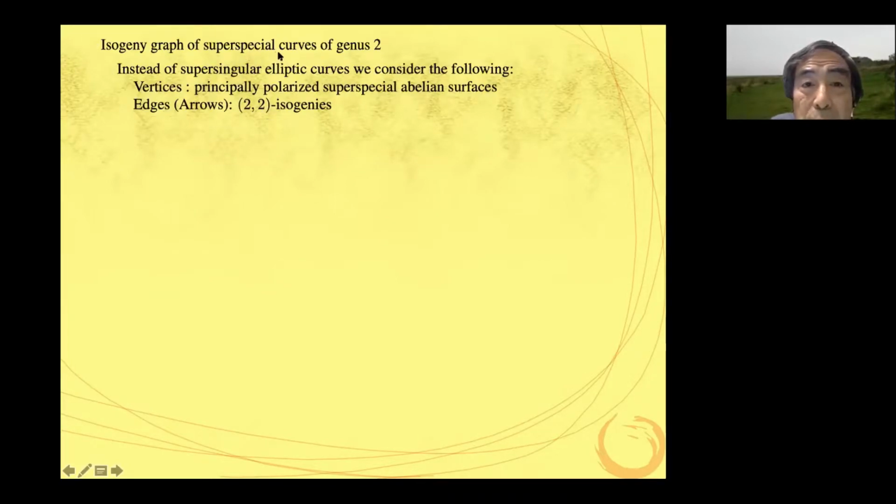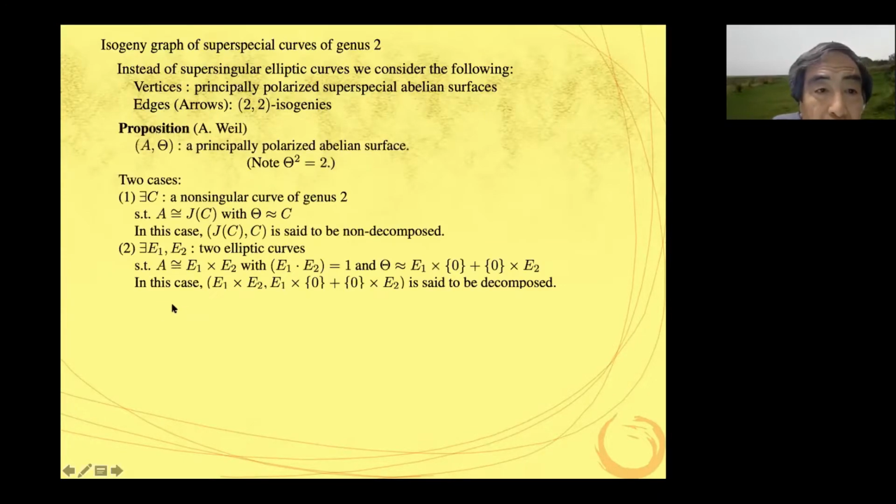We consider the graph of superspecial curves of genus 2. Instead of supersingular elliptic curves, we consider the following. For vertices, we consider principally polarized superspecial abelian surfaces. And for edges, we consider (2,2)-isogenies.